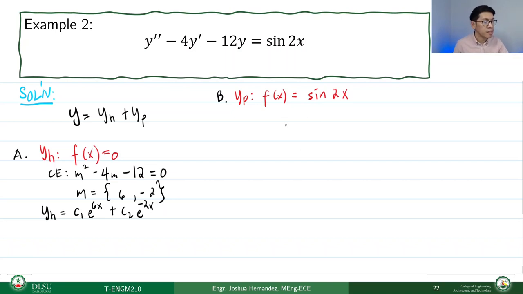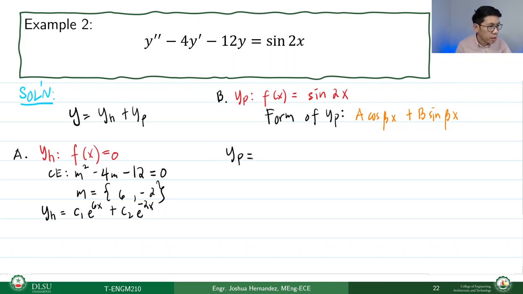Okay, so let's now ask ourselves, what would be the form of our yp, our trial solution, since yung f of x natin is sine 2x. This falls under case 2, correct? So this means that the form of yp would be a cosine beta x plus b sine beta x. Ayun. And so our yp would then be equal to a cosine 2x plus b sine 2x.